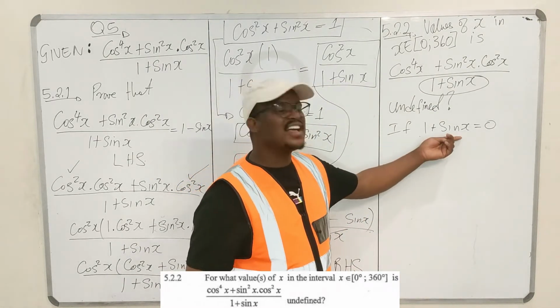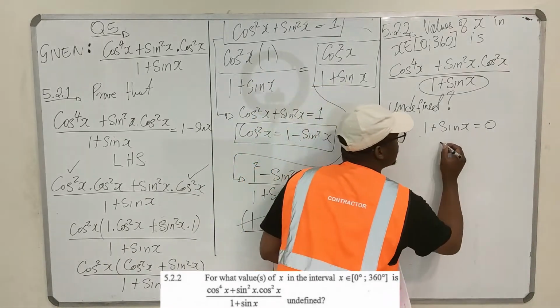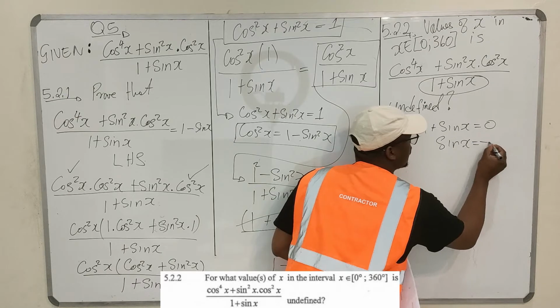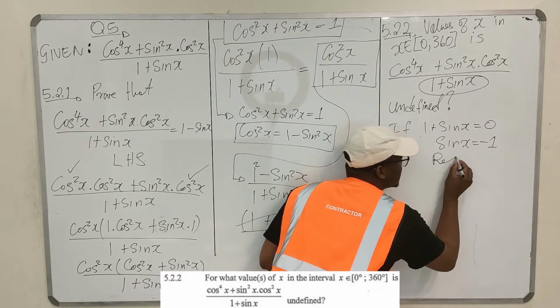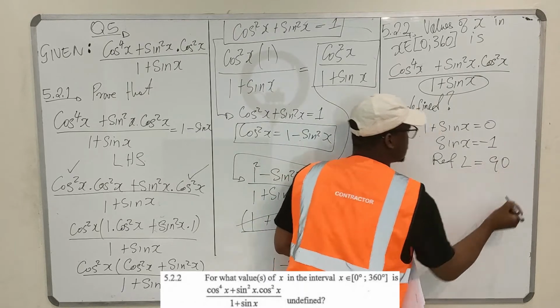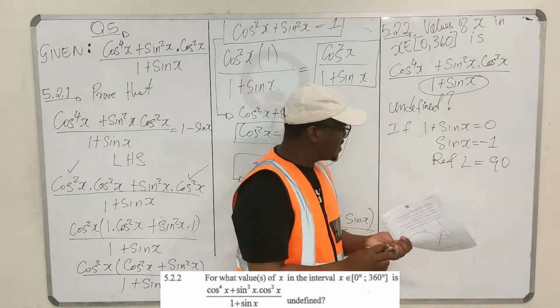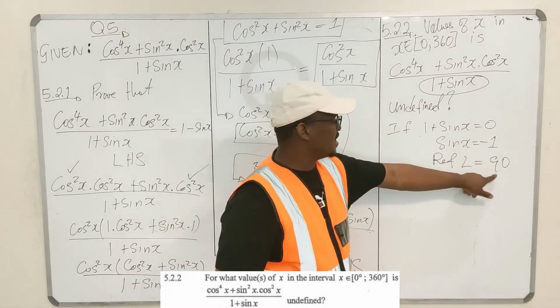So what are those values of x that will give us 0? We solve for x here. So we say sin x is equal to minus 1. Then you find your reference angle. You will see that your reference angle is 90 degrees, right?